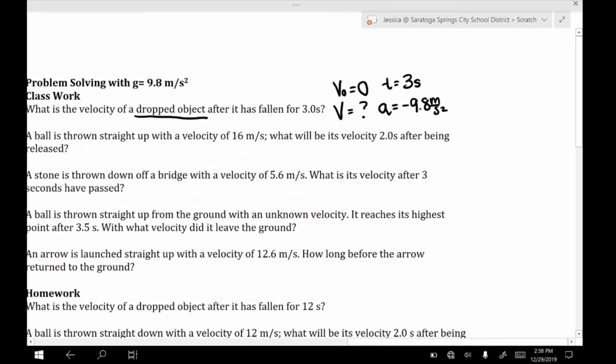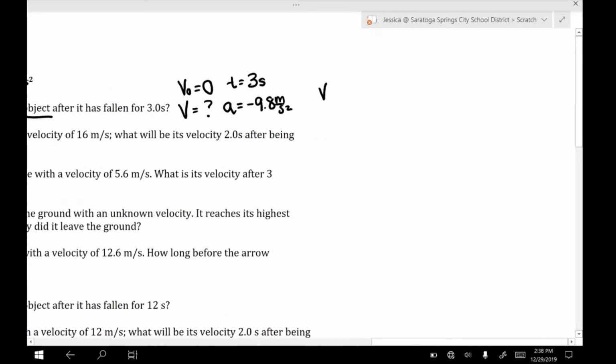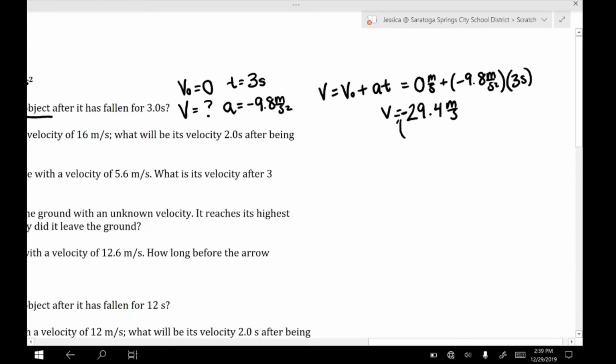The only equation that has those 4 and only those 4 variables in it is v equals v0 plus at. So I'm going to use that equation. v0 is 0, a is negative 9.8 meters a second squared times 3 seconds. That gives me a velocity of 29.4 meters a second, and really it should be a negative. And again, that negative just means we are moving downward.